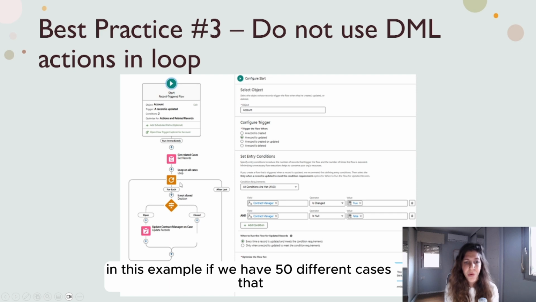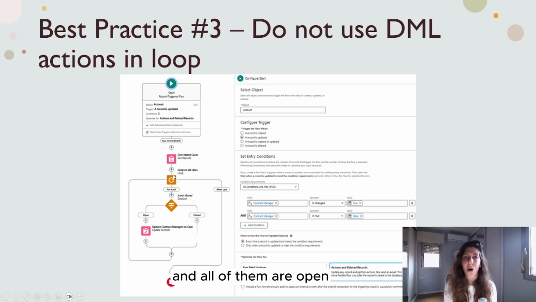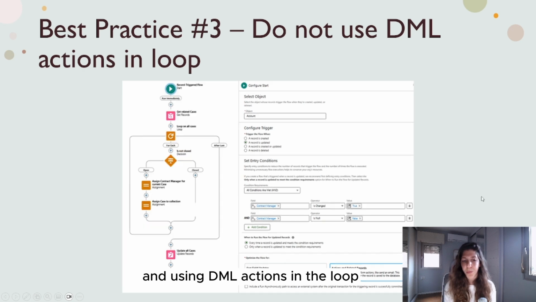In this example, if we have 50 different cases that are related to the account and all of them are open, then we reach the database 50 times for every record that runs in the loop. That's a lot. Let's see how we can minimize reaching the database and using DML actions in the loop.